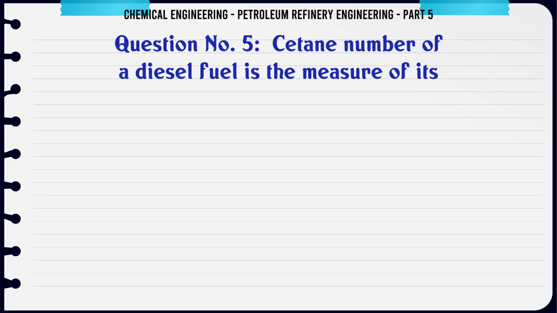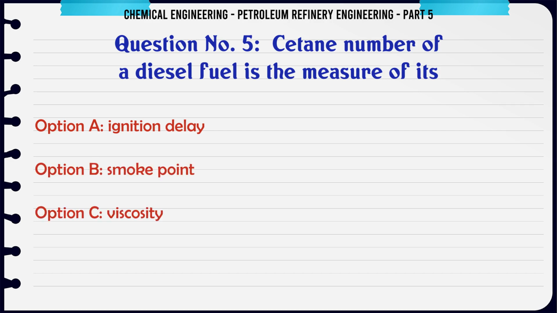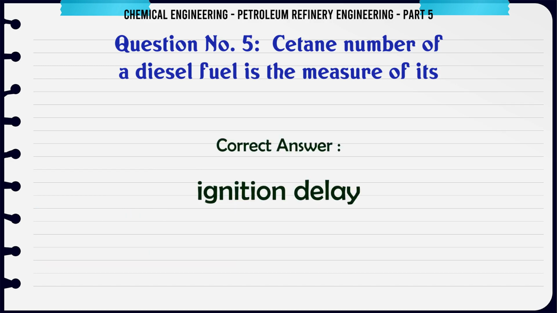Cetane number of a diesel fuel is the measure of its A. Ignition delay. B. Smoke point. C. Viscosity. D. Oxidation stability. The correct answer is ignition delay.